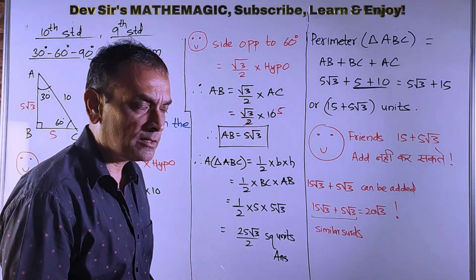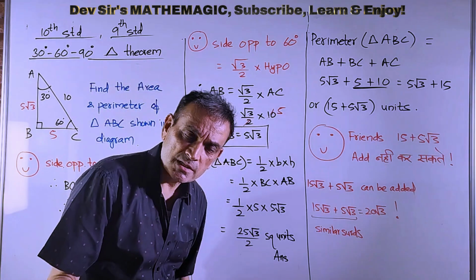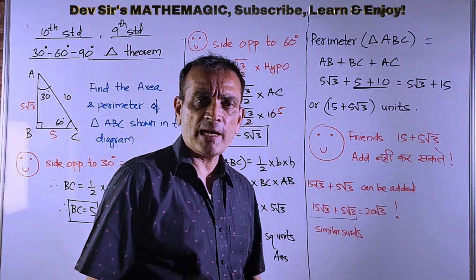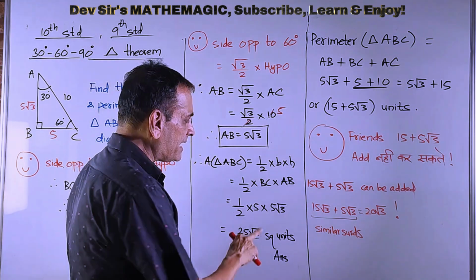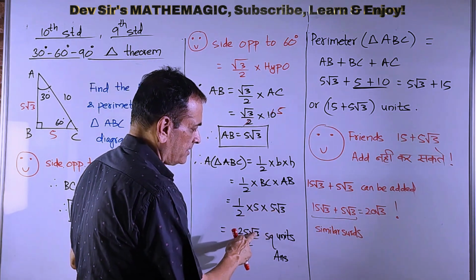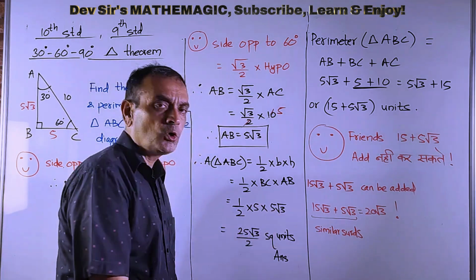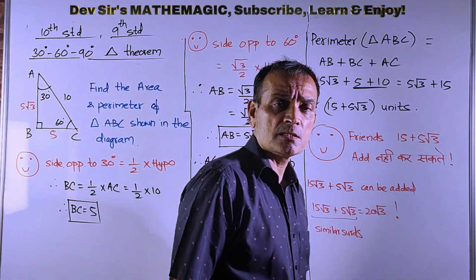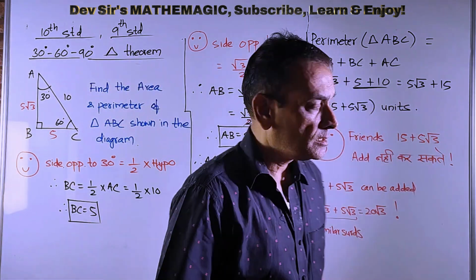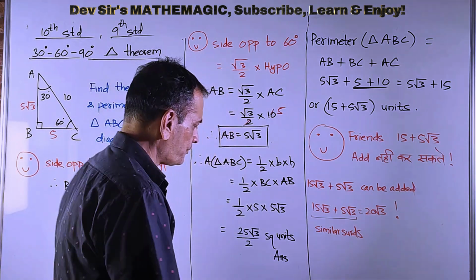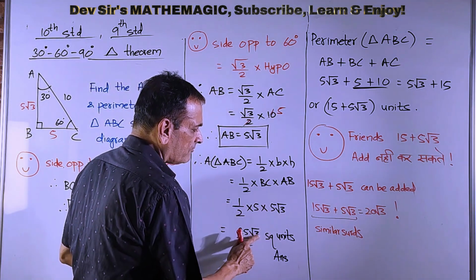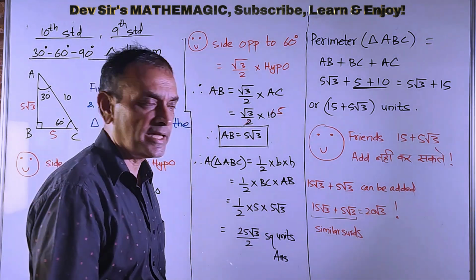How do you calculate? For surds, you are allowed to multiply. Even if root 3 is not present over here, you are allowed to multiply 5 into 5, 25. 25 root 3 upon 2, fraction रखा तो भी चलेगा. Okay? So surds के लिए multiplication के लिए कोई problem नहीं है. 5 into 5 root 3, 25 root 3 upon 2 square units is the area of triangle.